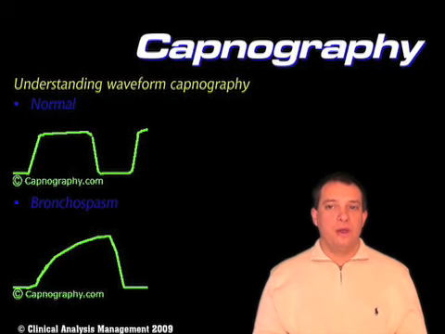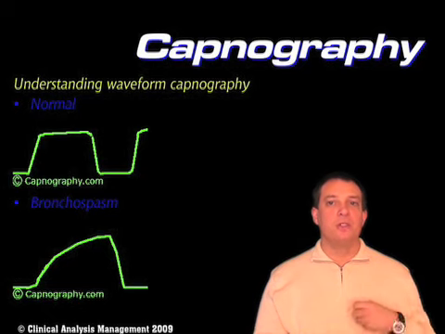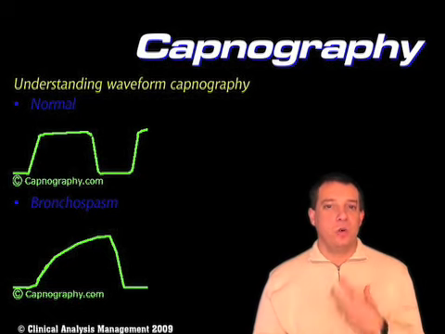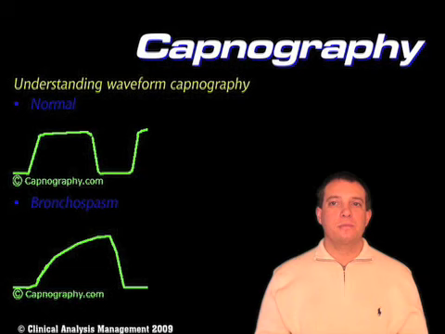So with that rounded waveform like that, that would suggest to us that the patient has a really tight airway. And so at that point, we would need to start thinking about things to relieve the pressure in the airway, whether it's beta-2 sympathomimetics or Atrovent or something like that.